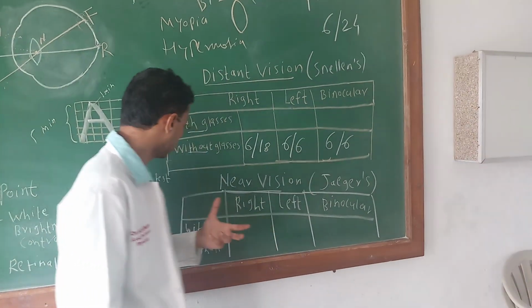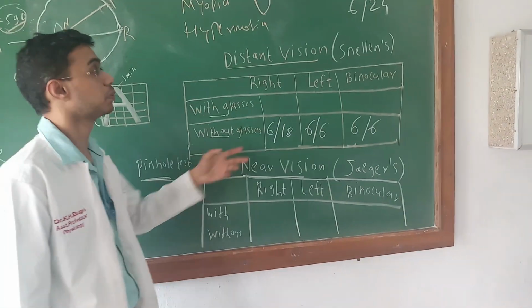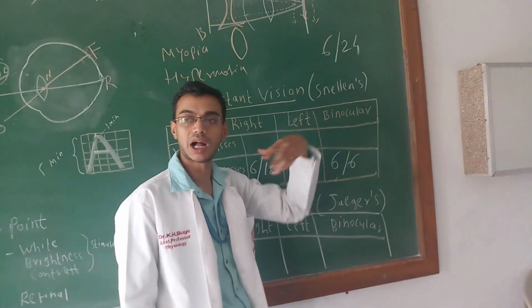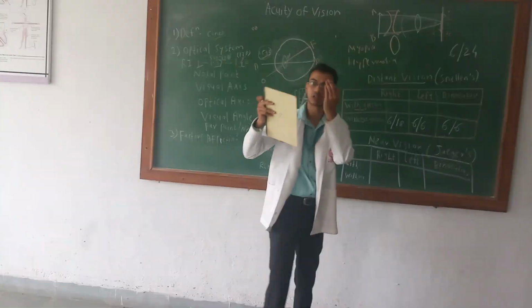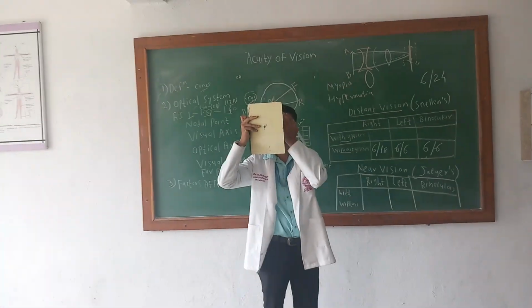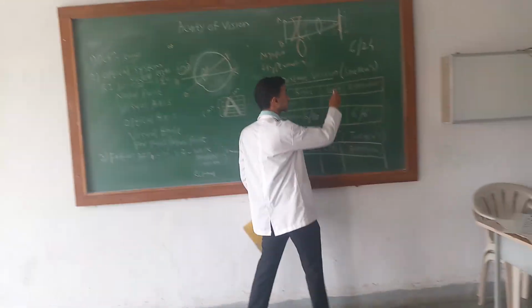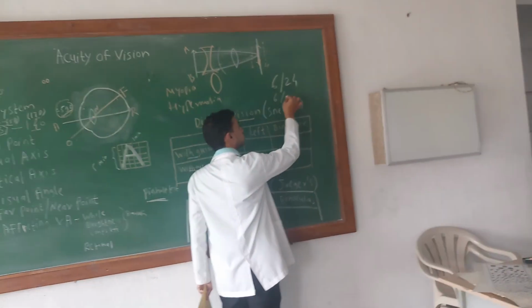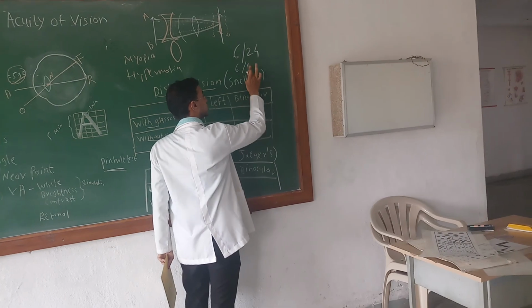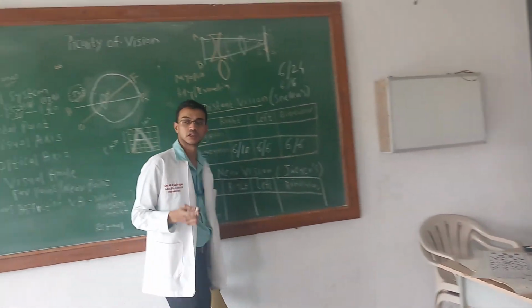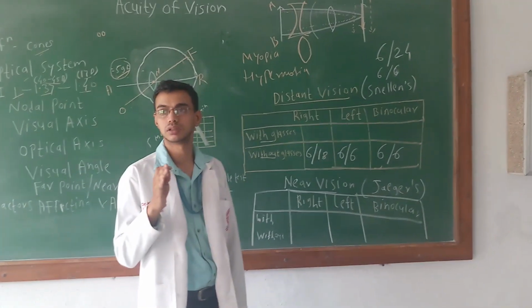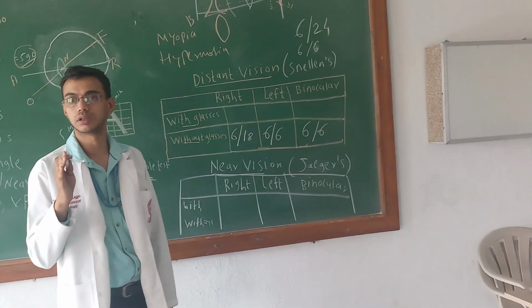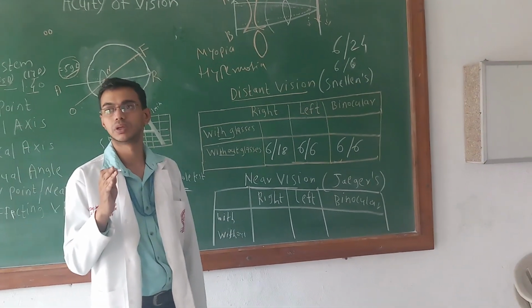Now the pinhole test: if the person has 6 by 24 vision, we ask the person to read the letters with the help of a pinhole. You know, a cardboard having a central hole. We ask the person to cover the left eye and read through the pinhole. If there is an improvement of vision, that means if the vision goes from 6 by 24 to 6 by 9 or 6 by 6, that is suggestive of myopia. That means the diminution of vision is because of optical errors.